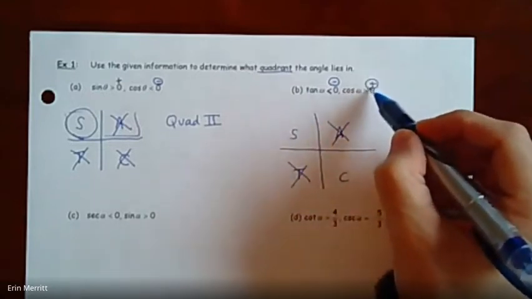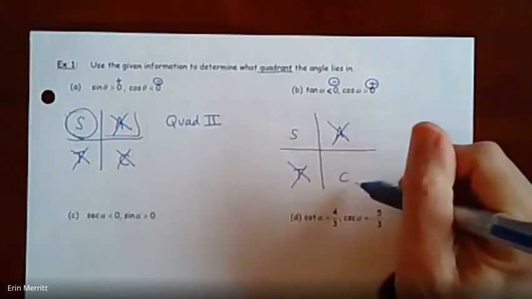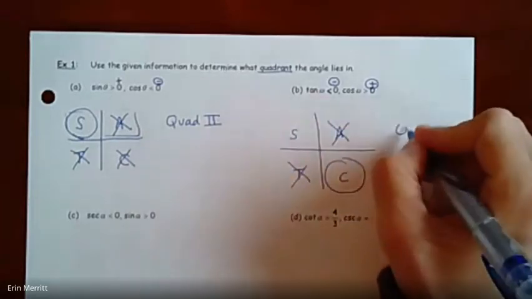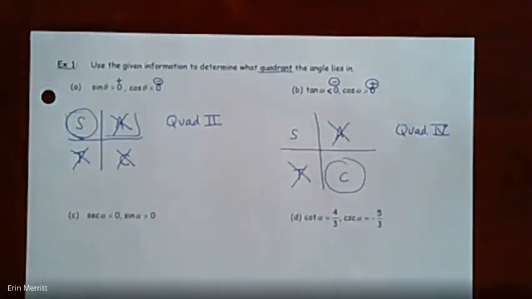Now we're saying cosine is positive. All right, well, this is what represents where they're positive. So where I see the C, that's where cosine's positive. So between the two, it's got to be that guy. So it would be in quadrant 4. And please make sure you're using Roman numerals when you're writing the quadrants here.